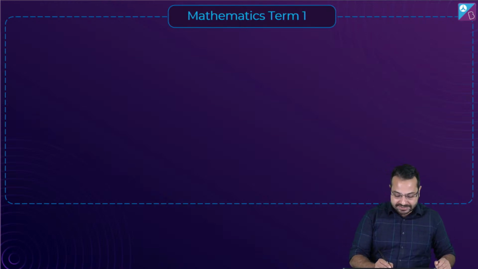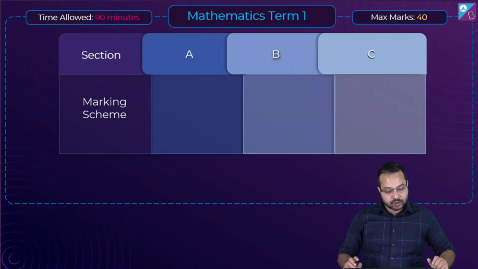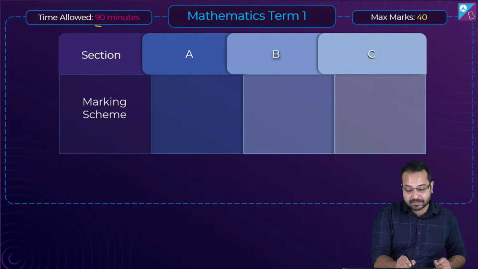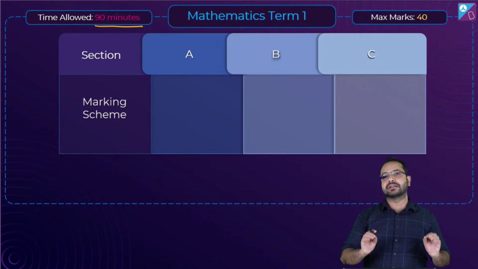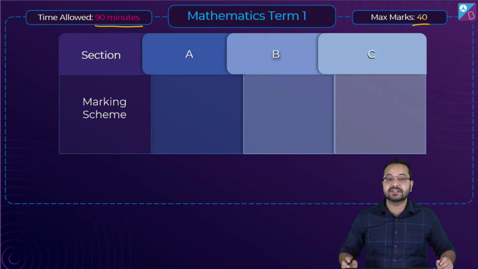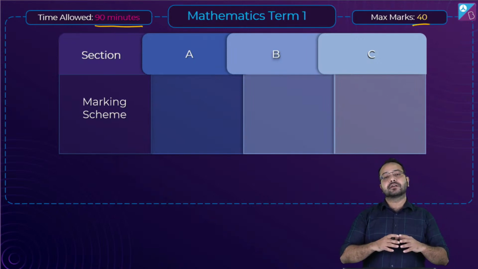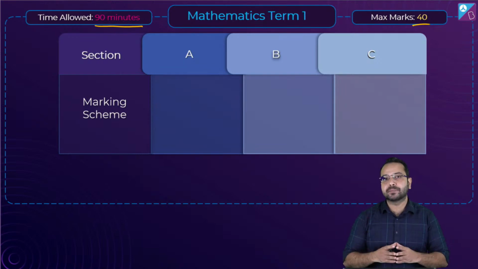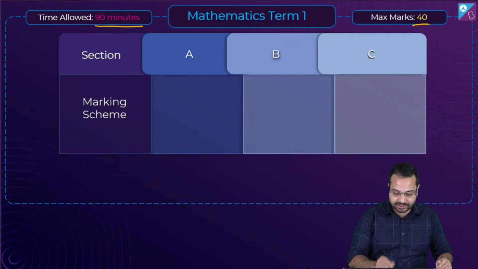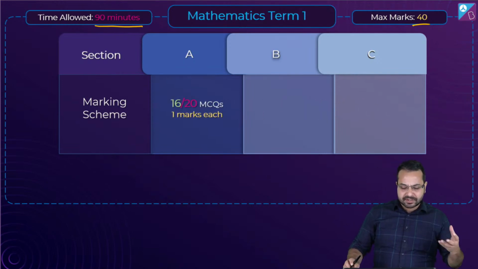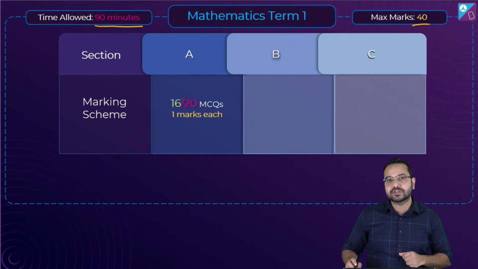Mathematics Term 1, you know that the time allowed is 90 minutes. So the paper has to be written in 90 minutes and the maximum marks is 40. Now this entire Term 1 paper is divided into three sections: Section A, Section B and Section C. So what happens in Section A? There are going to be 20 multiple choice questions.